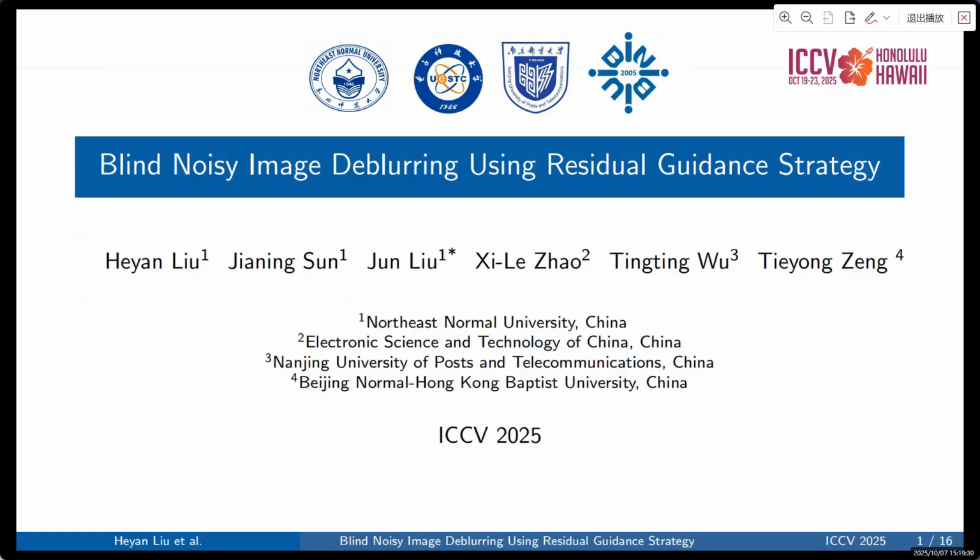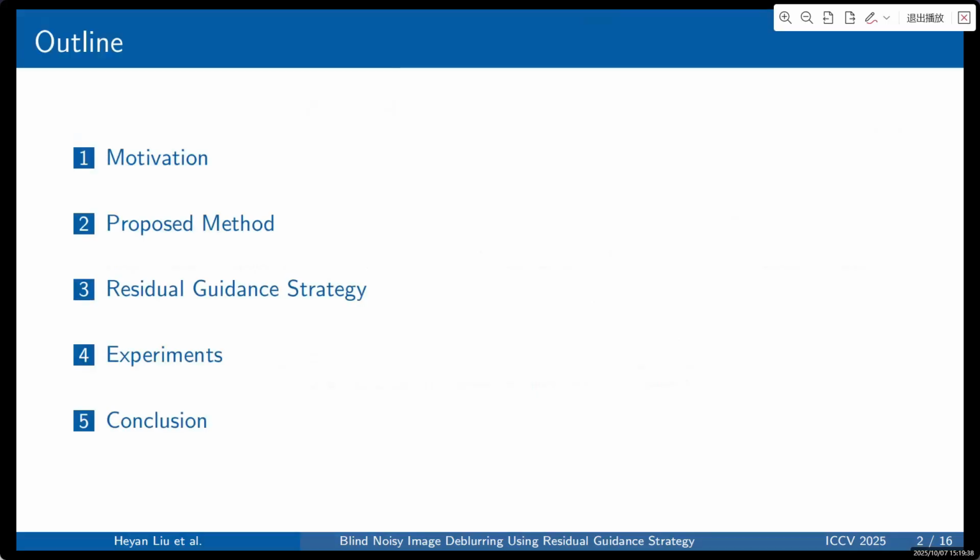In this talk, I'll introduce a new technique proposed in our paper, which we call the residual guidance strategy. I'll introduce my work from the following 5 aspects.